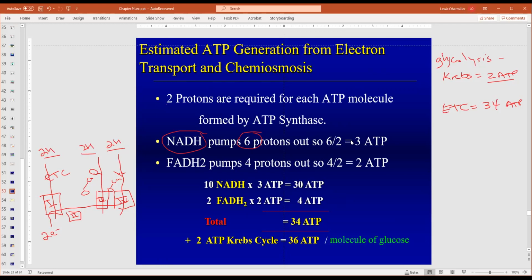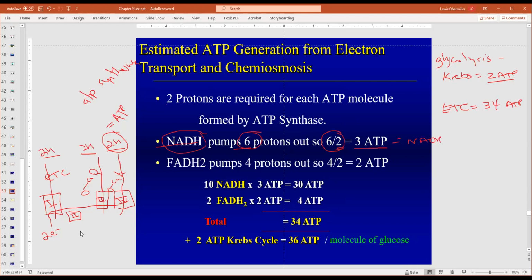And we need, every 2 protons can make 1 ATP using ATP synthase. So if we break it down, every NADH pumps out 6 protons. We need 2 protons to make 1 ATP. So we just take 6 divided by 2, and that means that for every NADH, we can make 3 ATP.